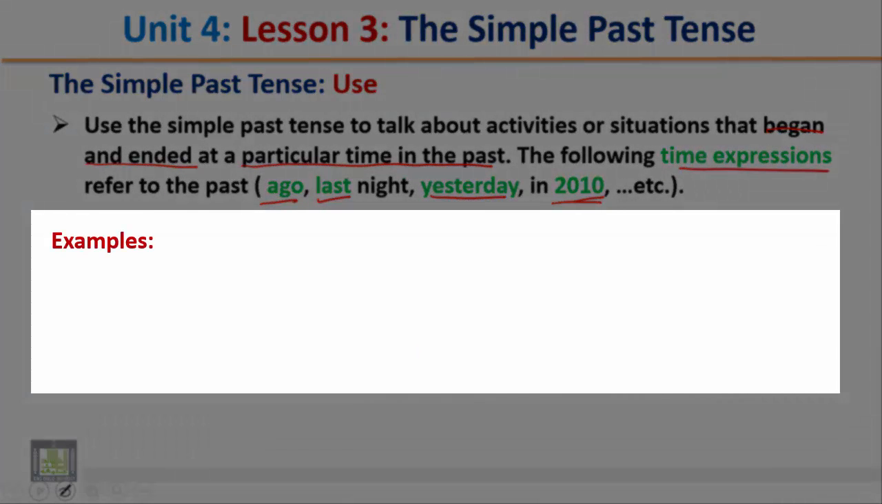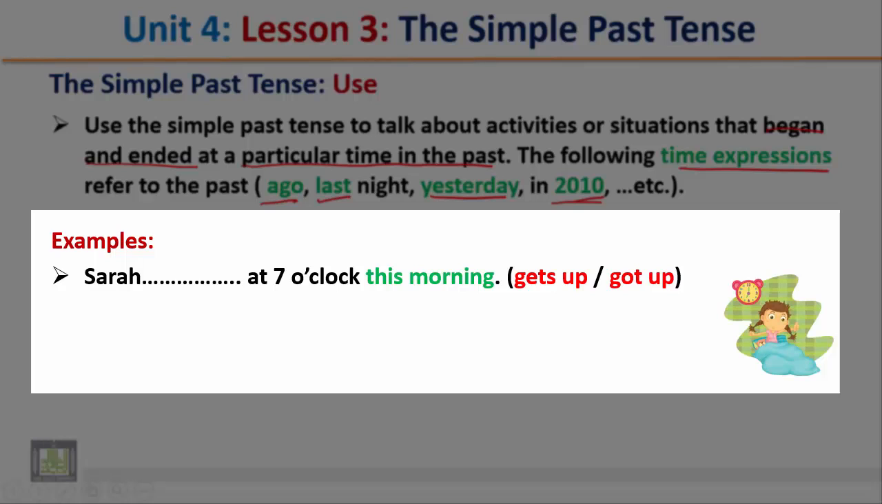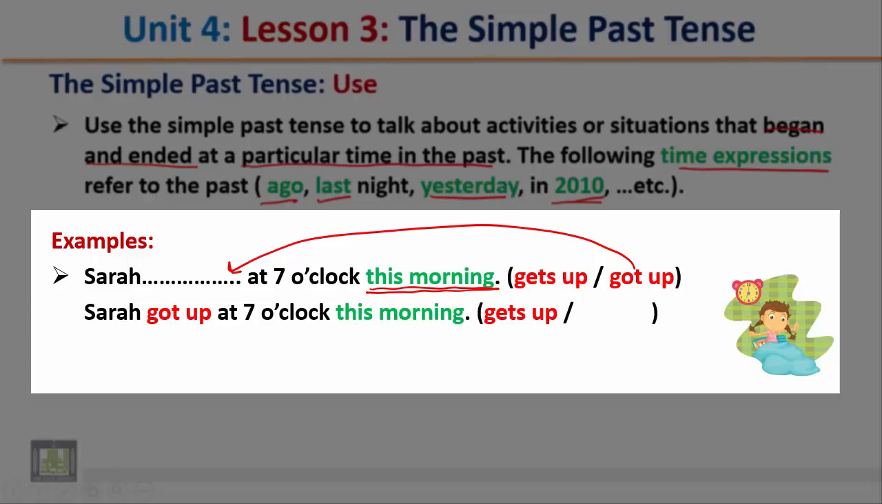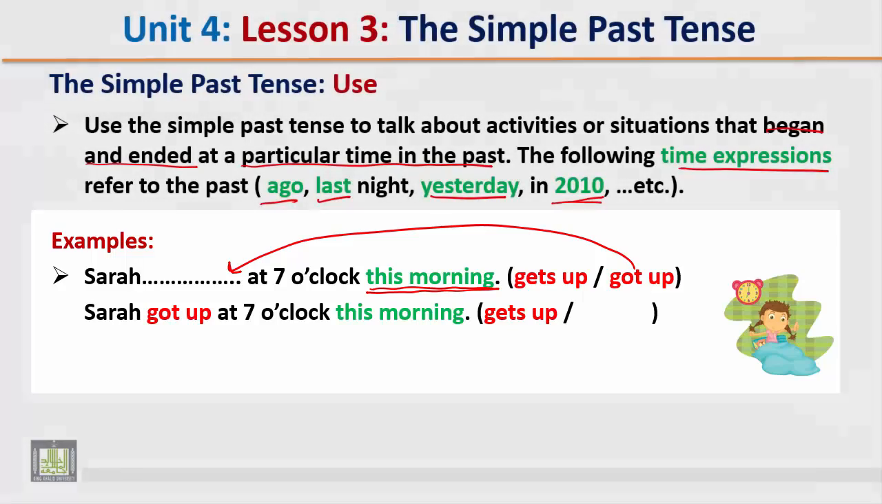Examples. Sarah at 7 o'clock this morning. Notice here that the word this morning refers to the past. So which form is correct? Right. Got up. Sarah got up at 7 o'clock this morning.